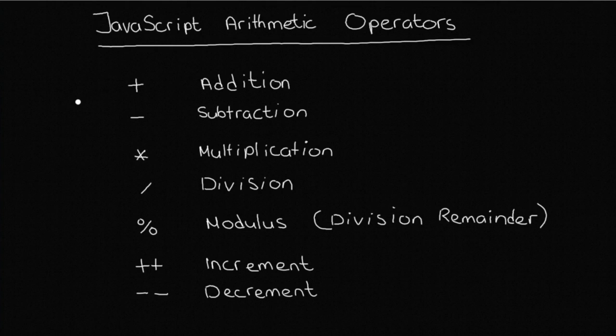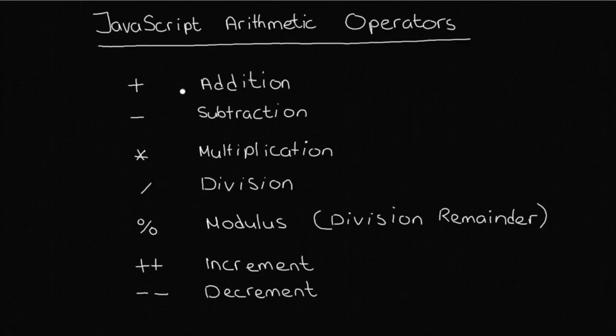Hello everyone, in this video we're going to be talking about JavaScript arithmetic operators. As you can see here, there are 7 different types. Most of these you would be familiar with, you would have seen in maths, but I'm going to go through them all anyway because some of them are slightly different while programming. And then there are also a couple of additional ones that you probably wouldn't have seen before.